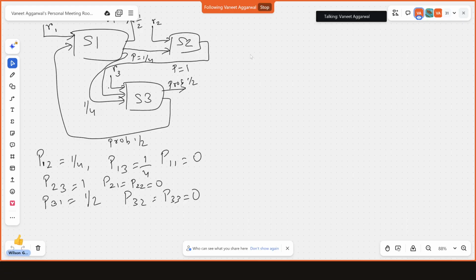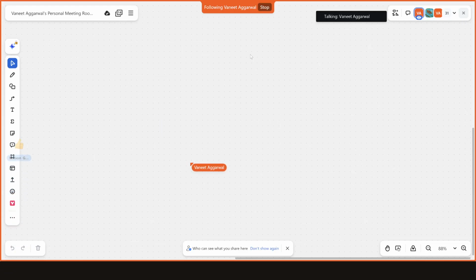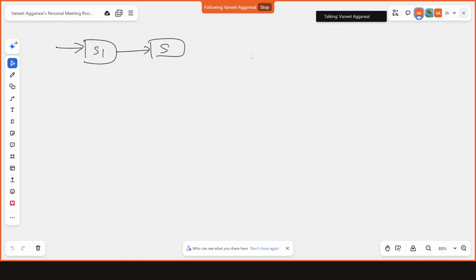So let's consider our previous tandem system. So we had server 1, then server 2. The arrival rate at the first was lambda. The arrival rate at the second was 0. Then the probability from 1 to 2 was 1. Probability from 1 to 1 was 0. Probability from 2 to 1 and probability from 2 to 2 were both zeros.